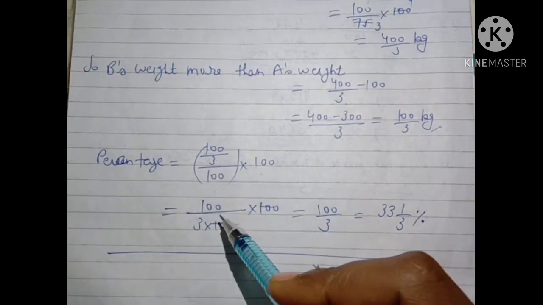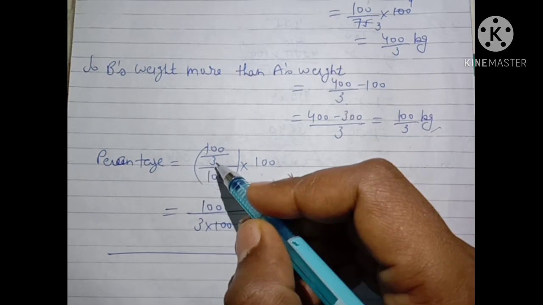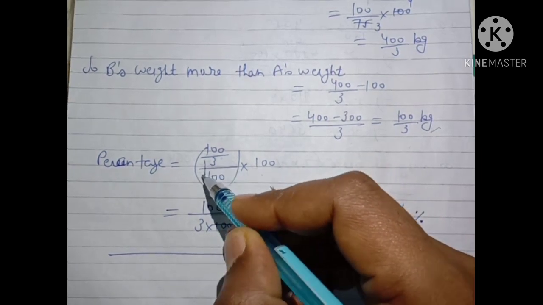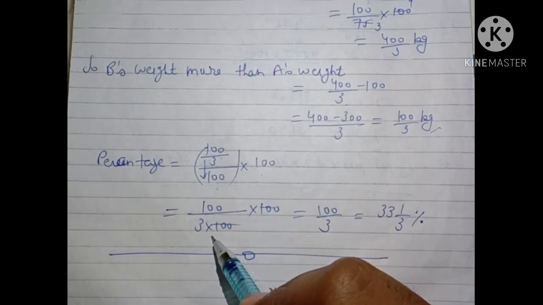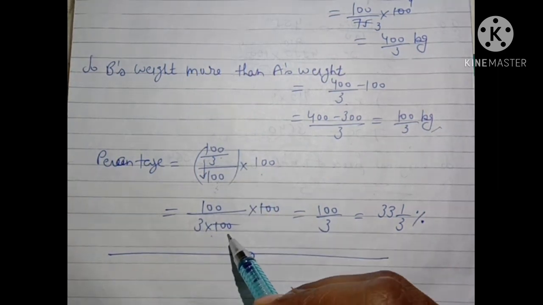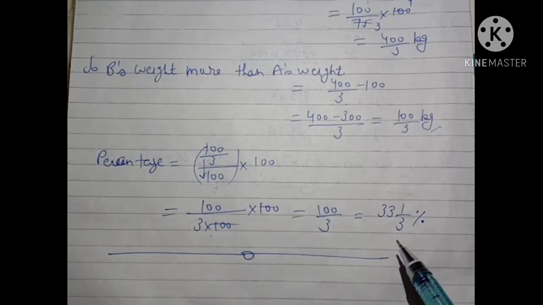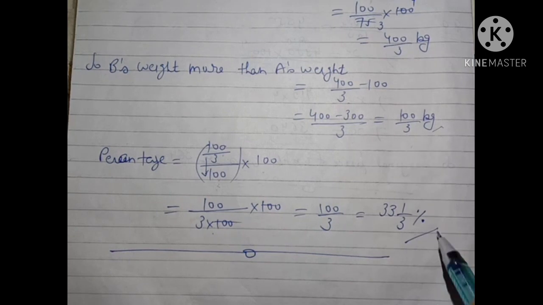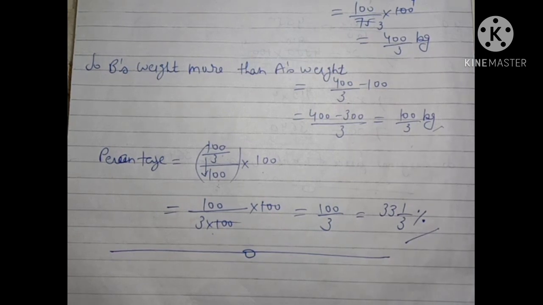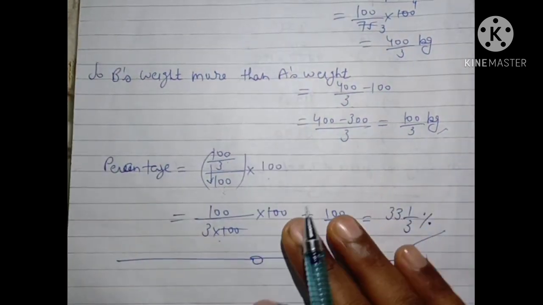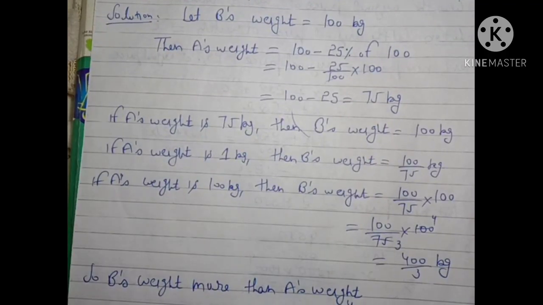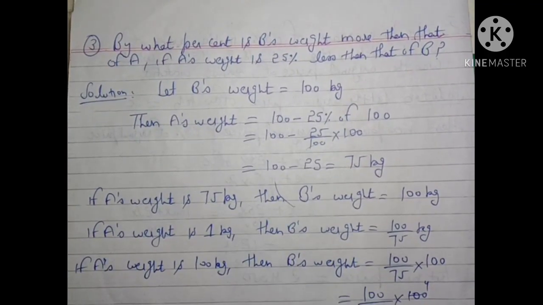And now the next step is 100, and you can see this 3 we have to take into the denominator. So it will become 100 into 3 into 100, and this 100 and 100 is cancelled, and now you can see 100 over 3, and then after solving it will become 33 1 by 3%. So this is the percentage, this is the solution, that B's weight is 33 1 by 3% more than A's weight. So this is the solution of this third sum. So I hope this is clear to you.